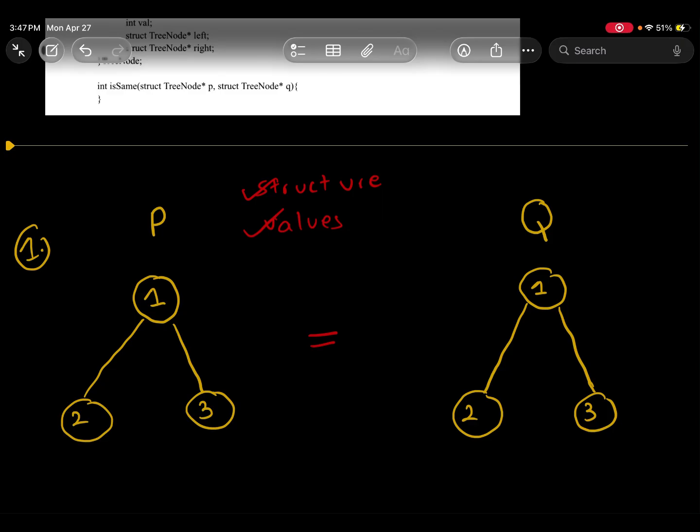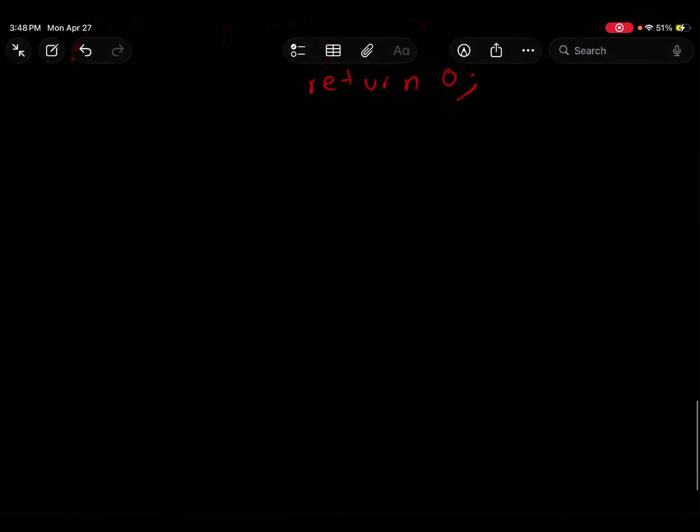Now ask yourself, if I go left on P, do I also need to go left on Q, or do I need to go right? Right? I'm checking whether the two tree structures are the same or not, right? So if I go left on P, obviously I need to go left on Q. If I go right on Q, I need to go right on P. If I go right on P, I go right on Q as well. So this is how the traversal would work. And the recursive solution would be what?